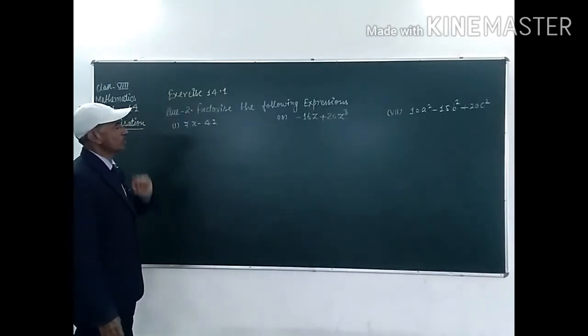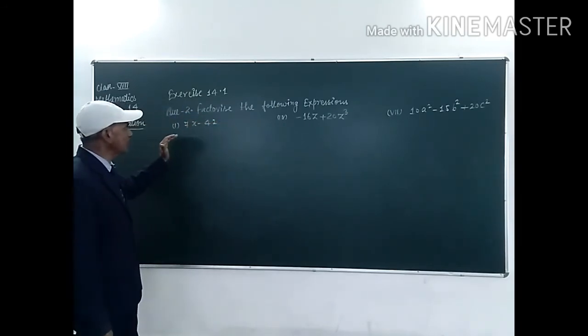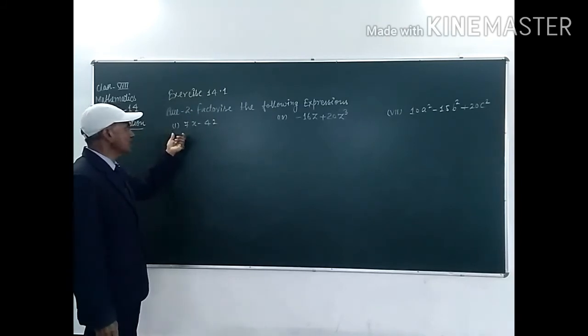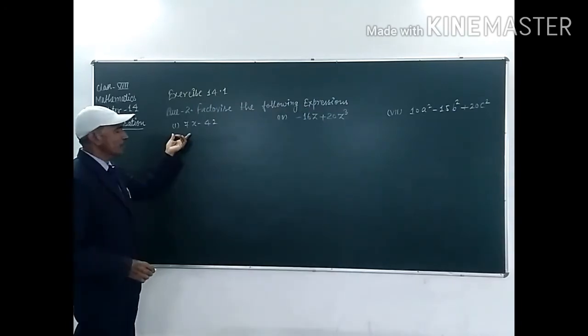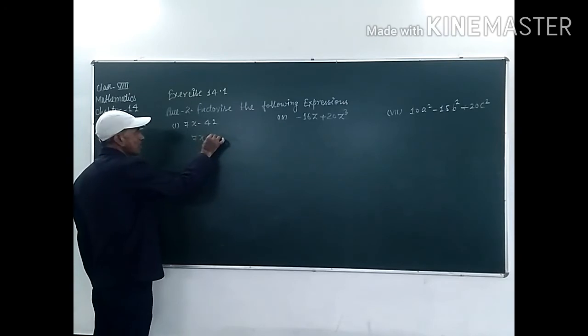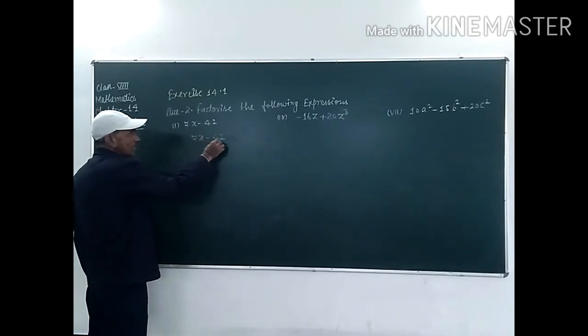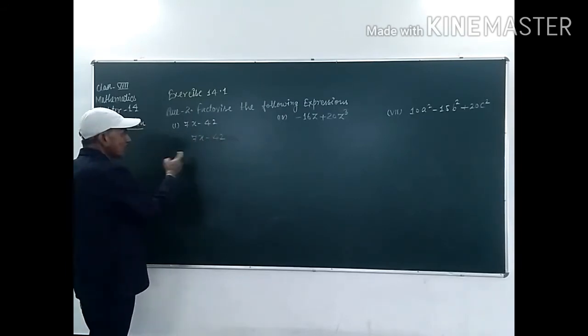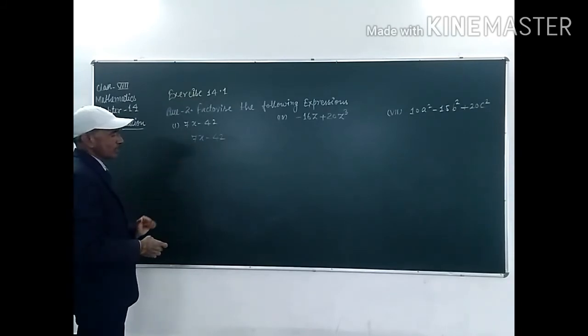This is question number 2, students, and in this question we have to factorize the following expressions. We have written here three parts of question number 2, that is first part, fourth part and seventh part. This is the first part, and in this, 7x minus 42. So first write this expression, 7x minus 42. There are two terms, students. First term is 7x and second term is 42. First of all, we have to find the factors of 7x and the factors of 42. After that, we will find the common factors, students.